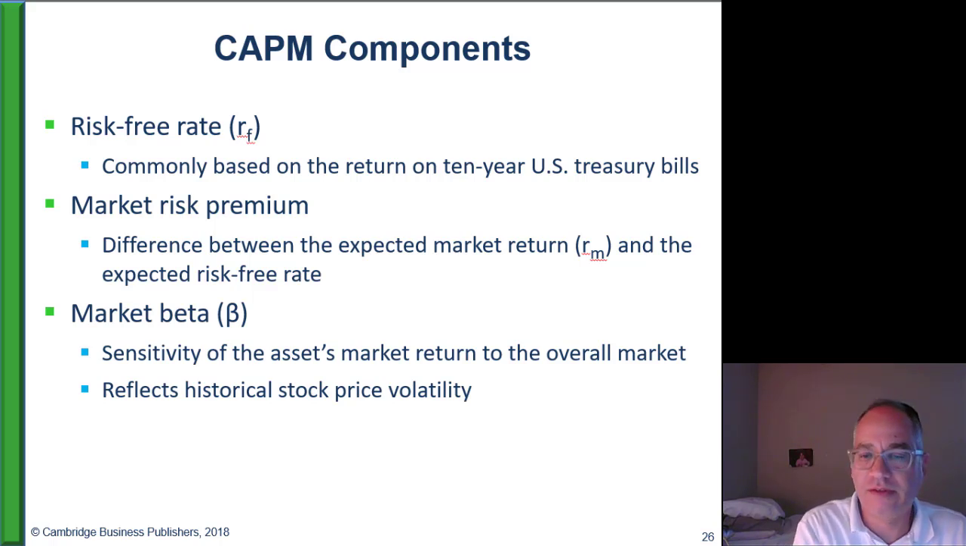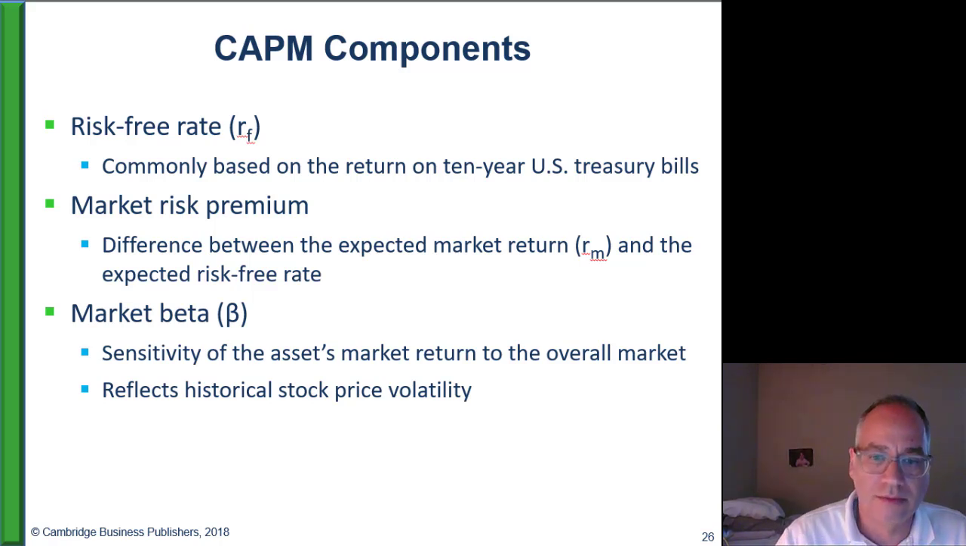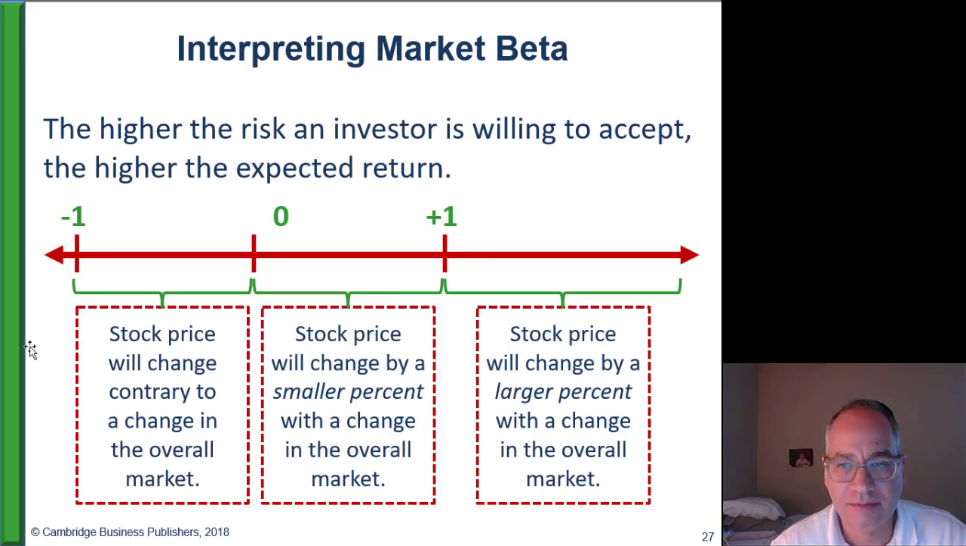Market beta is the sensitivity of the asset's market returns to the overall market. Some stocks are riskier than others, so they move with the market, but a lot of stocks are riskier than the rest of the market, and a lot of stocks are not as risky as the rest of the market. But overall, their risk level, their changes, would be in proportion to the market overall, on average. So this would reflect the price volatility of the stock.